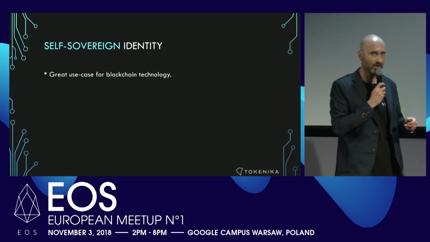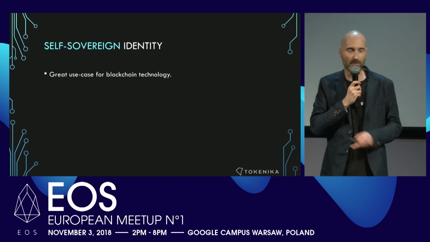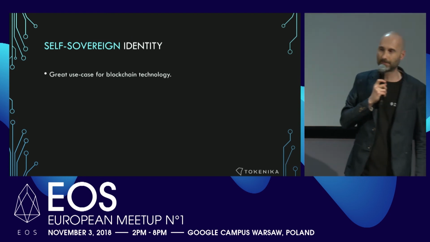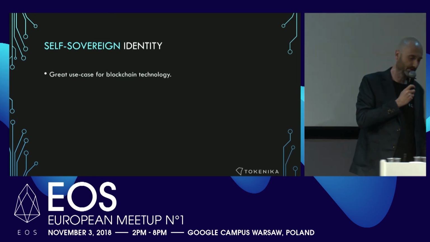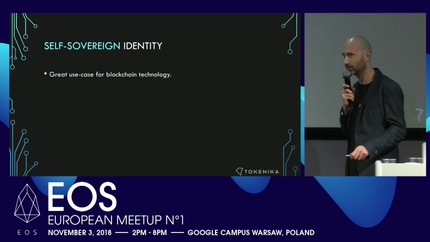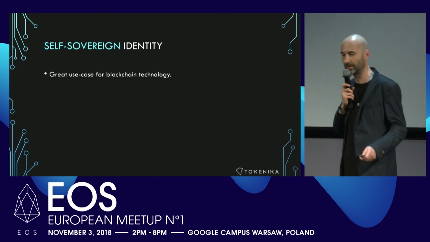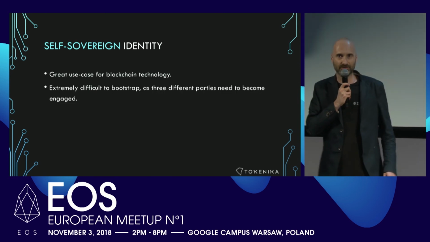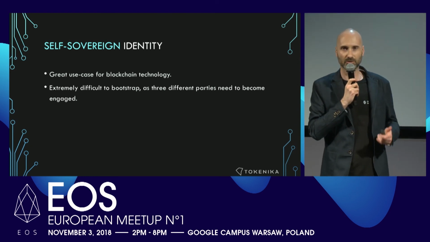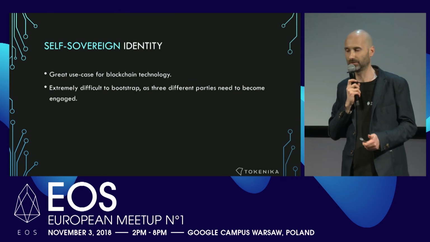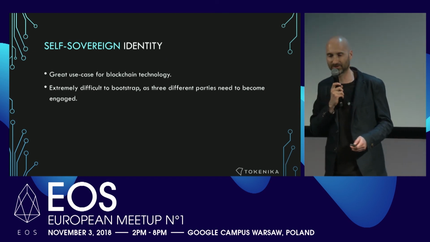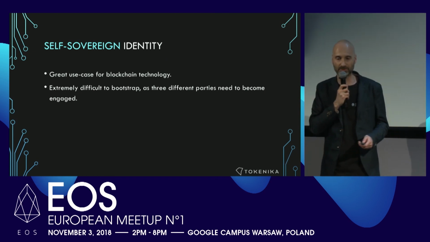And it's also a great use for blockchain. I didn't mention how blockchain is involved in the whole thing, but it's one of the few instances that I know of where blockchain is actually useful. It's the missing link between cryptography and a useful product. But as I mentioned, it's extremely difficult to bootstrap, because you have to engage not one, not two, but three different parties before the whole thing takes off. So it's extremely difficult, but probably it's doable.